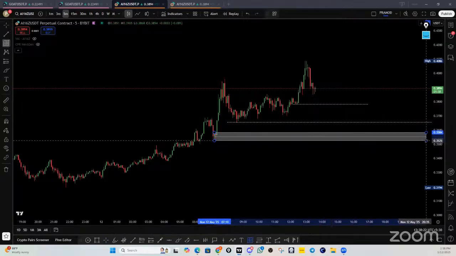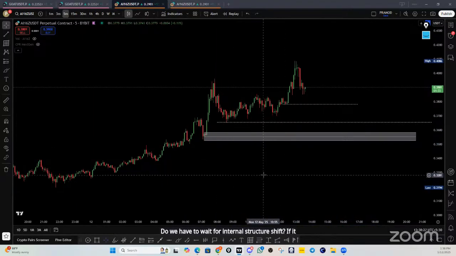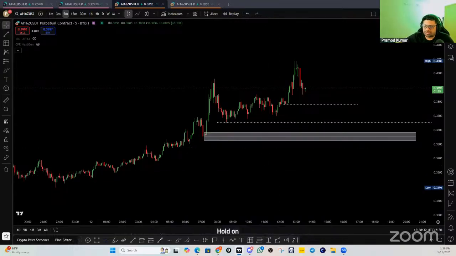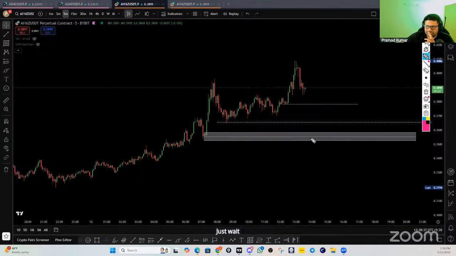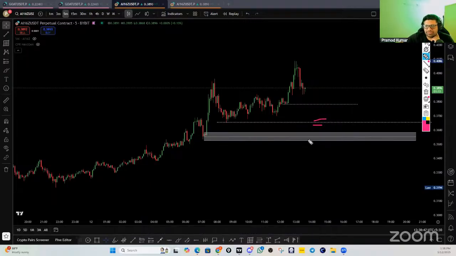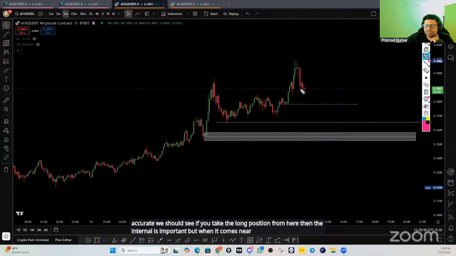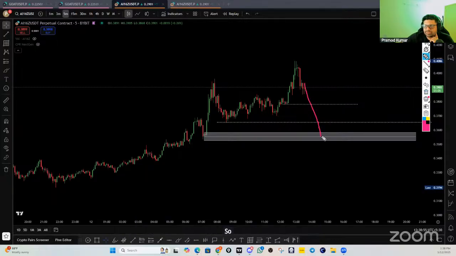Do we have to wait for an internal structure shift if it comes into this area, what you just marked here, for a long position, sir? No, sir. Candlestick confirmation is enough. The trade should be inside this area, and it should be accurate. The internal structure is important, but when it comes near the zone, don't go immediately. Usually when it comes down, they'll make lower highs, then once again they'll go up.